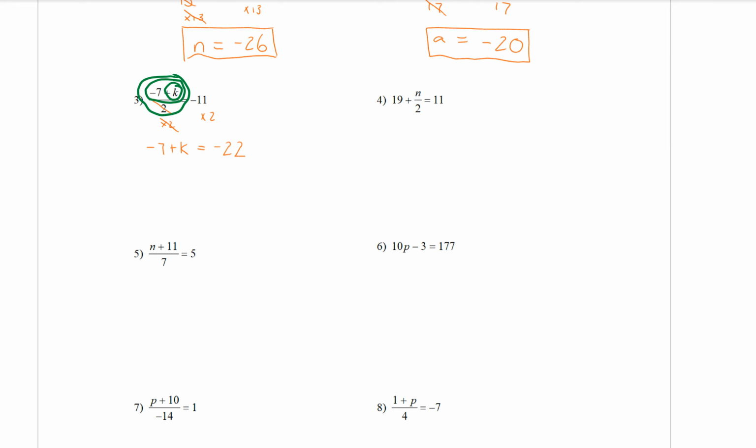Second layer was the minus 7. What's the opposite? 7. Plus 7, plus 7.